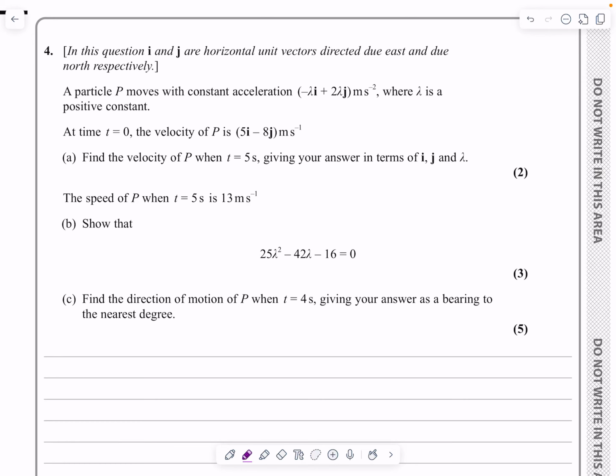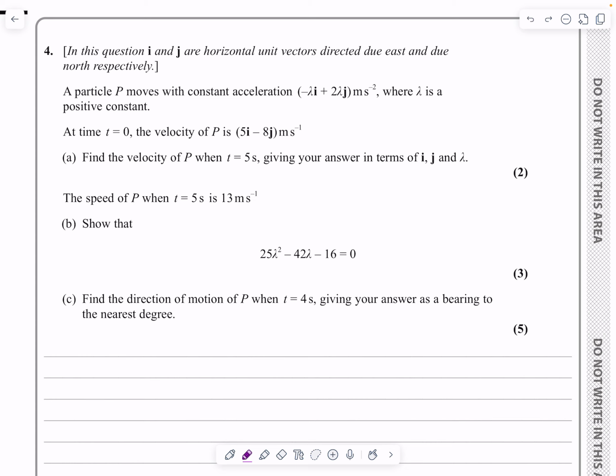Okay, this is the M1 paper from October 2023. It's question number 4, and as we can see, this is a vectors question, but we're going to be combining vectors with SUVAT in order to be able to work out the answers to this question, a little bit of kinematics work. So let's have a look at what we've got.